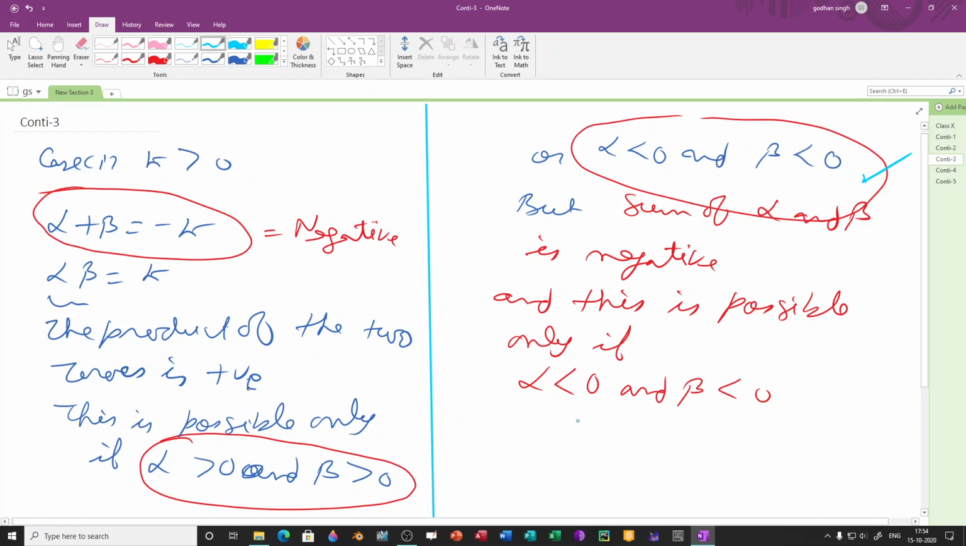So it holds true for both. Therefore we come to the conclusion that alpha is negative and beta is negative when k is greater than 0. So when k is greater than 0, both the roots are negative. Let us give it as first one. This is our result 1 which we have got from case 1. Let us go to case 2.